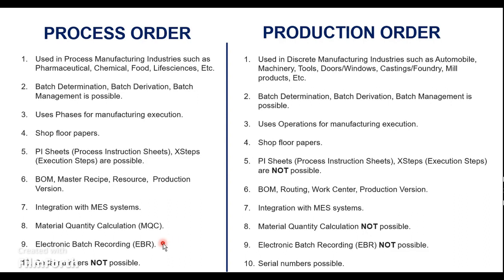And then we have electronic batch recording. So the EBR is possible in the process order, but not possible in the production order. So the EBR holds a complete set of characteristics or maybe a set of documents that are applied while manufacturing a particular batch.